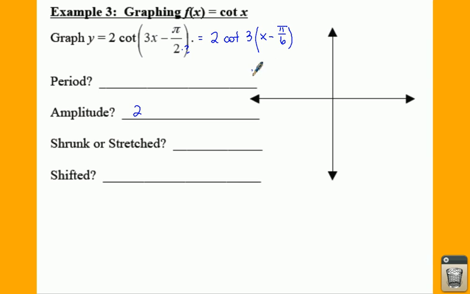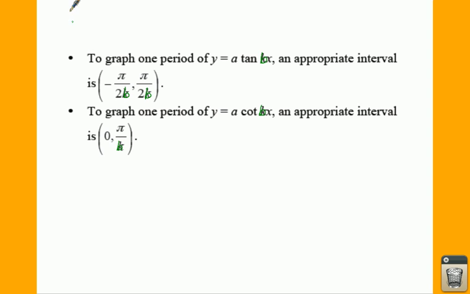pi over 6. And you can always double check your values here just by distributing back through. So 3 times x is 3x. 3 times pi over 6, well, the 6 and the 3 cancel to make it pi over 2. We're good. So the period, remember, this is from 0 to pi over b, right? As we go way back here, 0 comma pi over b.